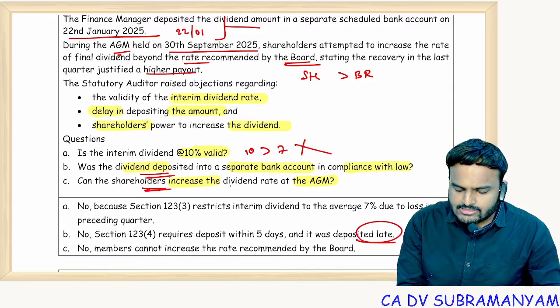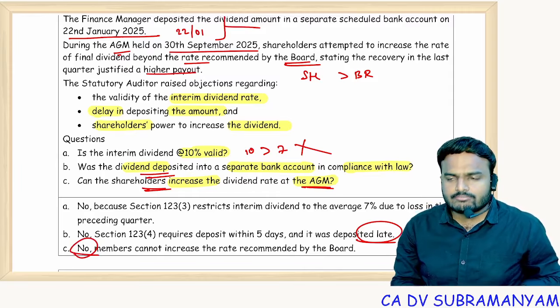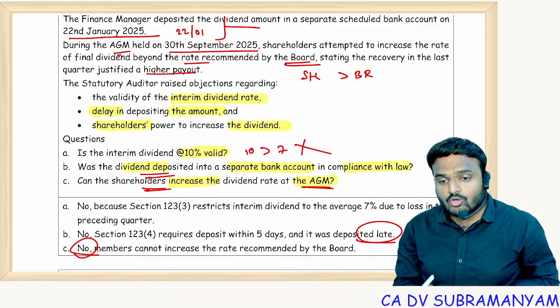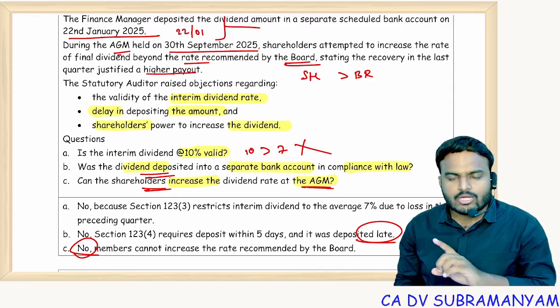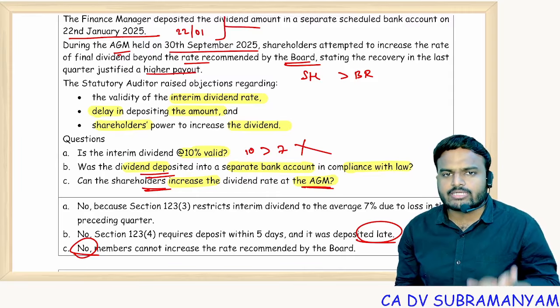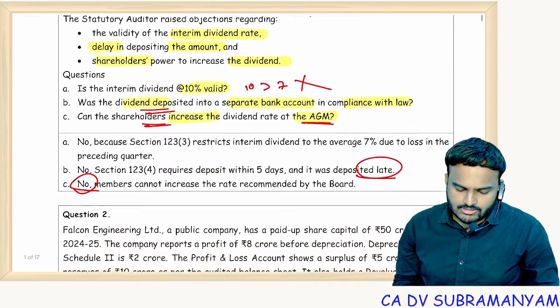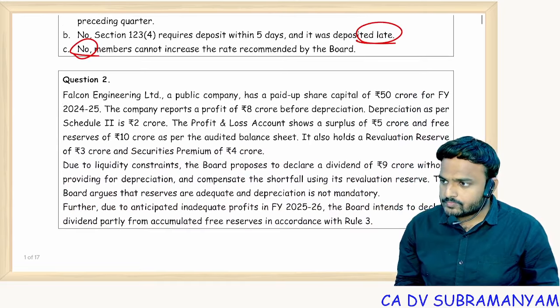And can the shareholders increase the dividend rate at the AGM? No. Simple logic. Who is doing the business? Directors. They know how much money to be retained, how much money can be distributed. So you can't question them, you can't ask them to increase the rate of dividends. Clear? So next, question number 2.